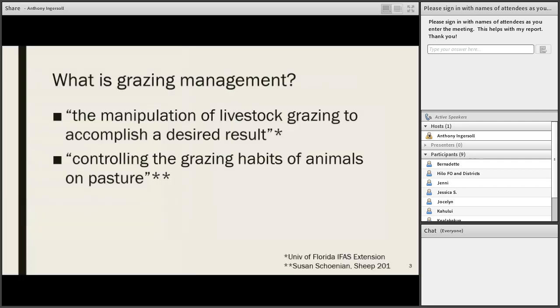So moving on today, let's start by asking ourselves, what is grazing management? There are as many answers as there are people you could ask, and these two answers kind of sum it up. According to the University of Florida, it is the manipulation of livestock grazing to accomplish a desired result. That's a good answer. Susan Sheenan talked about it as controlling the grazing habits of animals on pasture. I thought that was kind of interesting, but in an indirect kind of way, maybe that is what we're doing.